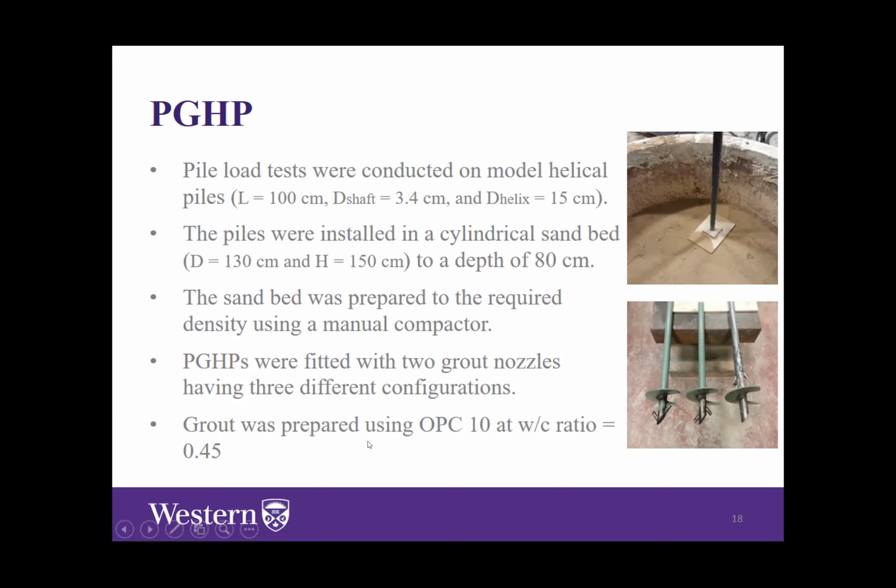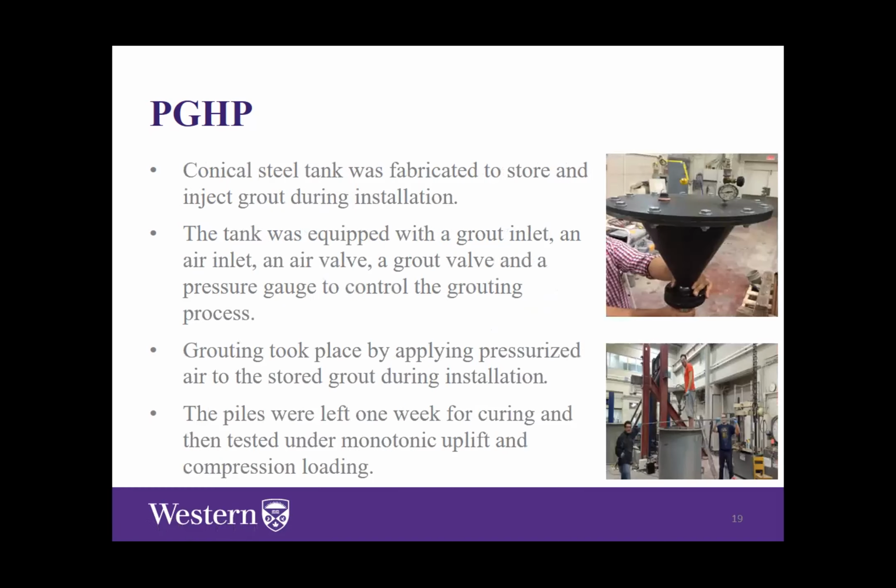The grout was prepared using ordinary Portland cement type 10 with a water cement ratio equal to 0.45. We fabricated this special grout tank to store the grout and inject it during the pile installation. The tank is equipped with a grout inlet, so this is the place where we fill the tank with grout.